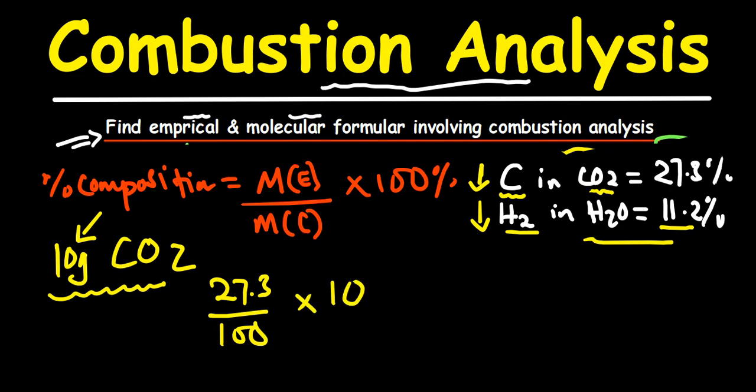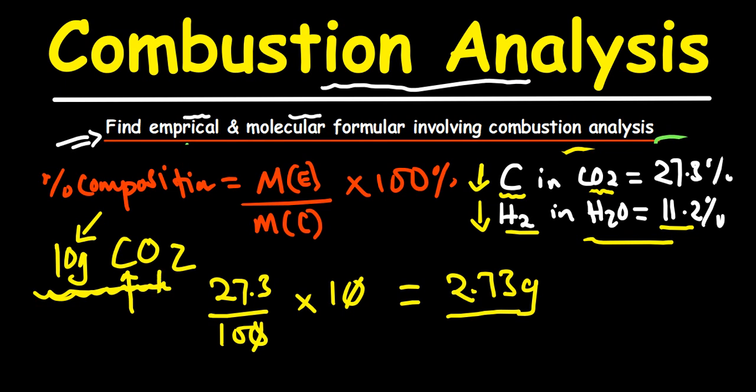So that will give me, cancel there, cancel there, so this will give me 2.73 grams. So of the 10 grams of carbon dioxide, 2.73 will be the mass of what? Carbon, and then the rest will be the mass of the oxygen there.